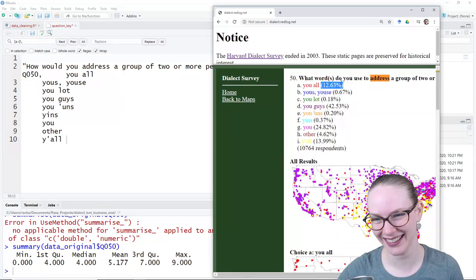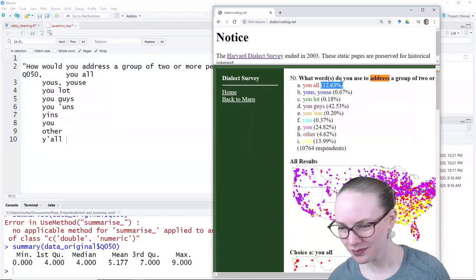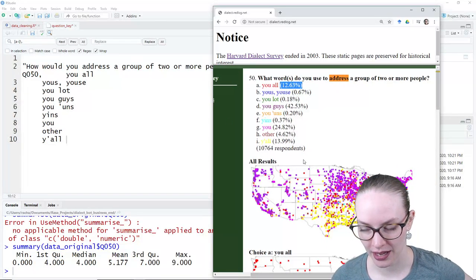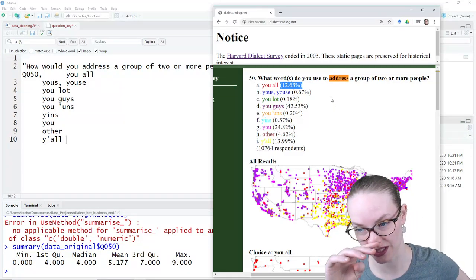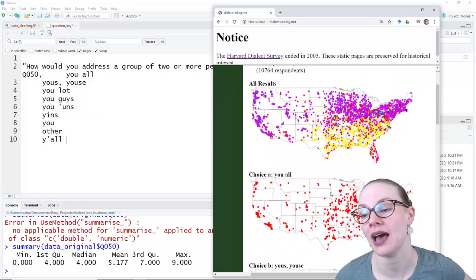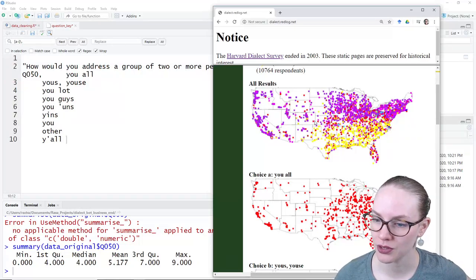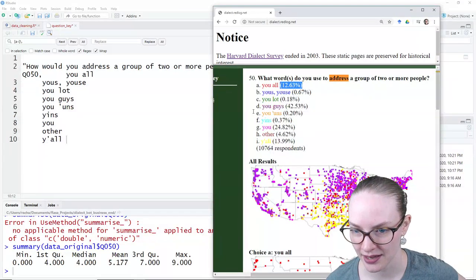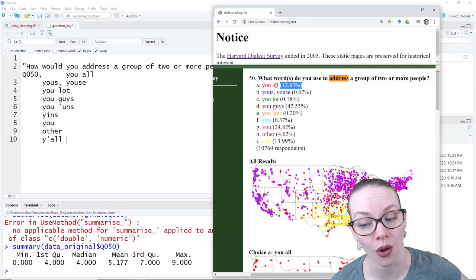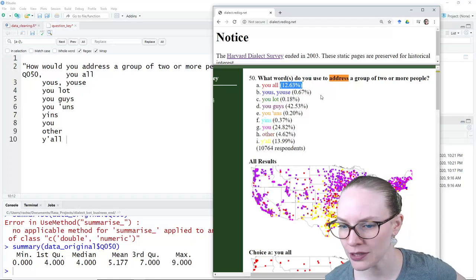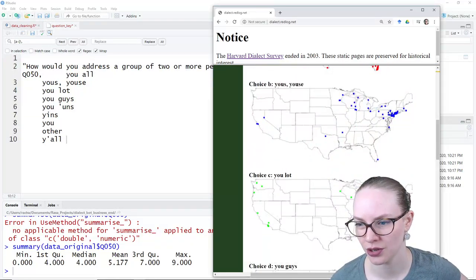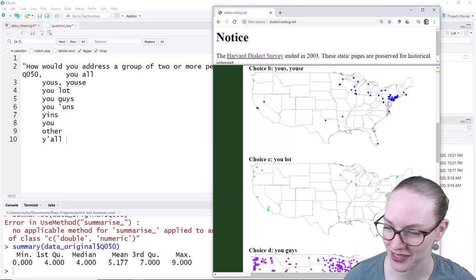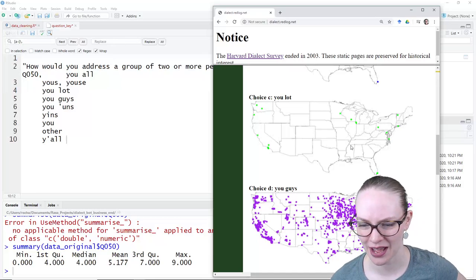A little bit more coffee. I'm doing great today. And we also see, just as a side note, this one, what you use to address a group of two or more people, is really good at helping to identify where someone is. So people from the South tend to say y'all. People from the North tend to say you guys, you all, a little bit. Yous, which is pretty localized to, I believe, Philadelphia. I could be wrong on that. Maybe Philadelphia. You lot, which sounds vaguely British to me.